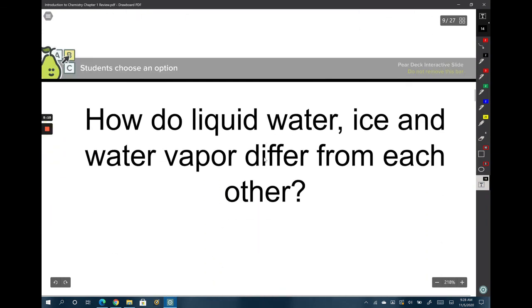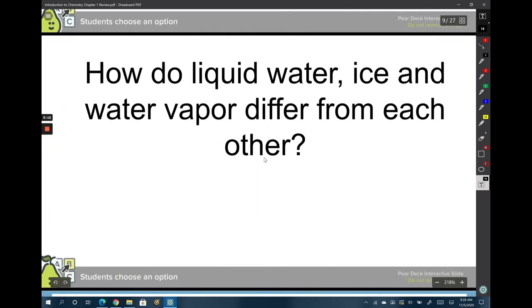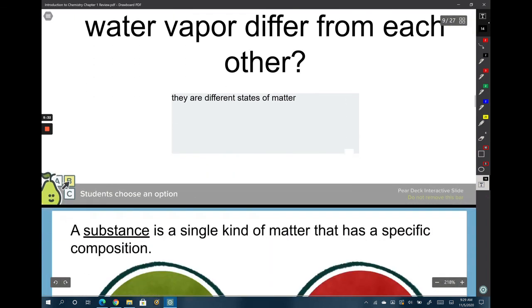All right, how do liquid water, ice, and water vapor differ from each other? Well, they're all water, they're all H2O. The difference is that they are different states of matter. They are different states of matter or different phases of matter.